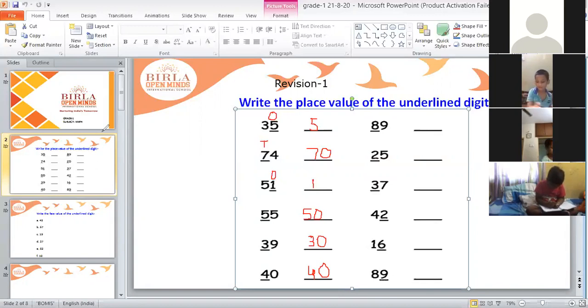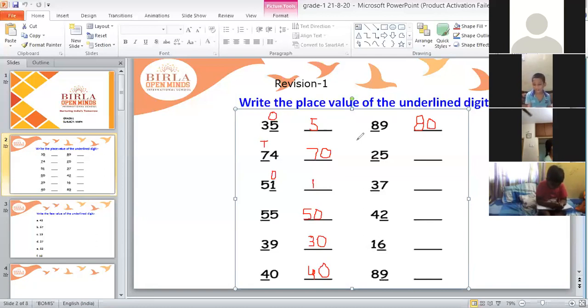Tell me what is the next question? 8 is the next question. Advait, the number is 89. So now tell me what is the place value of 8 in number 89? 80. Very good. The answer is 80. See here, children, in number 89, 8 is the underlined digit. So we will write that 8, and 8 is in tens place. So after this 8, we will put 10 because in tens there is 10.